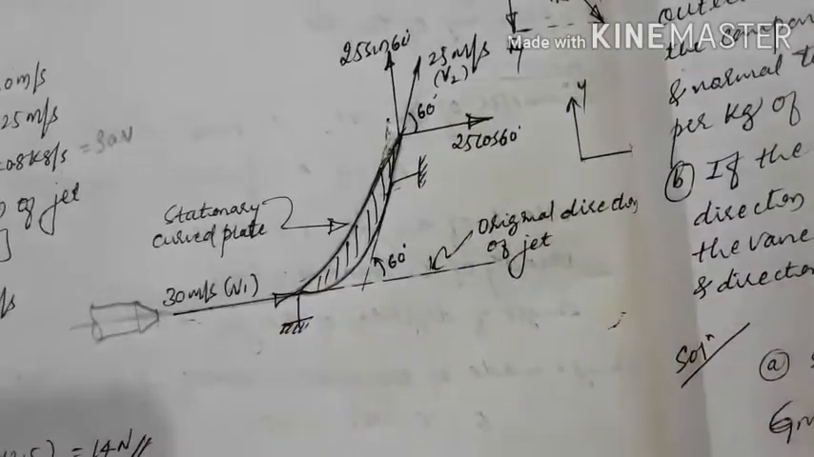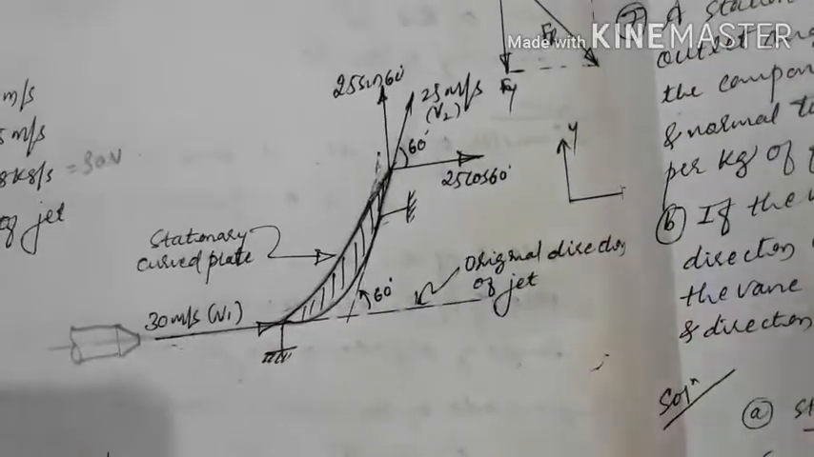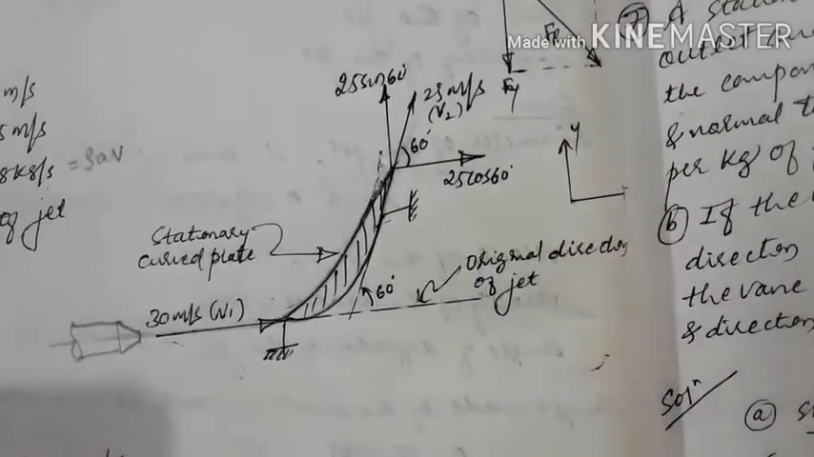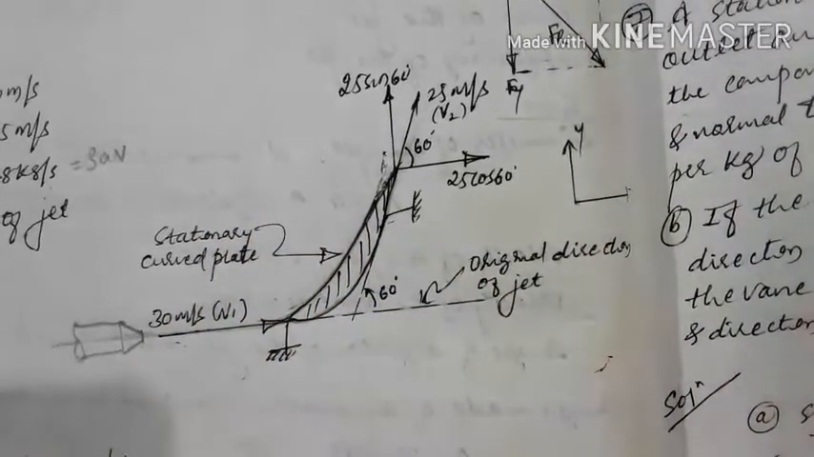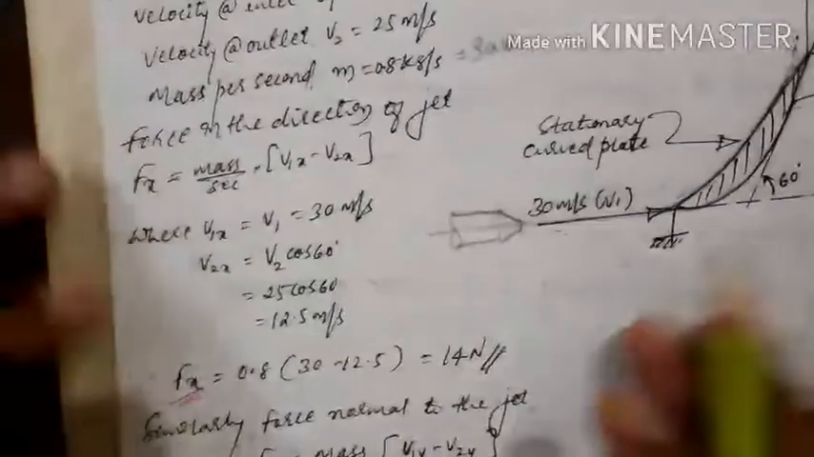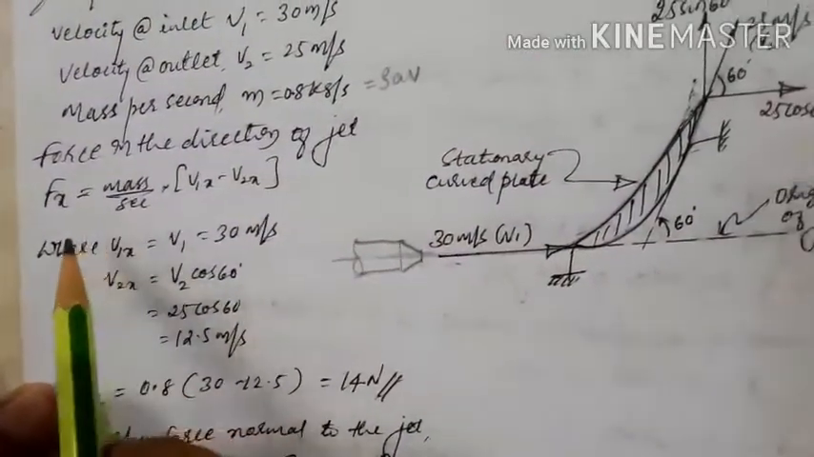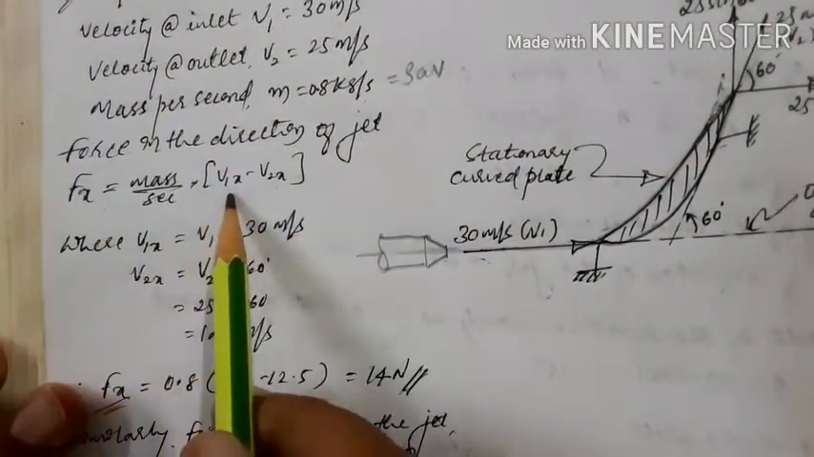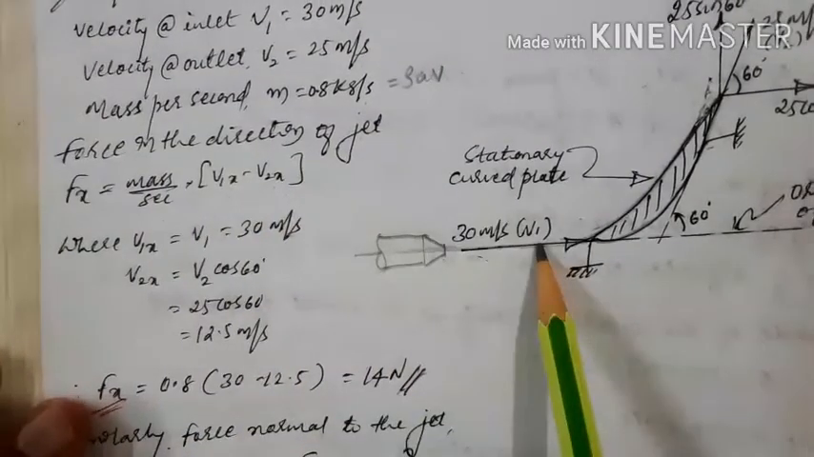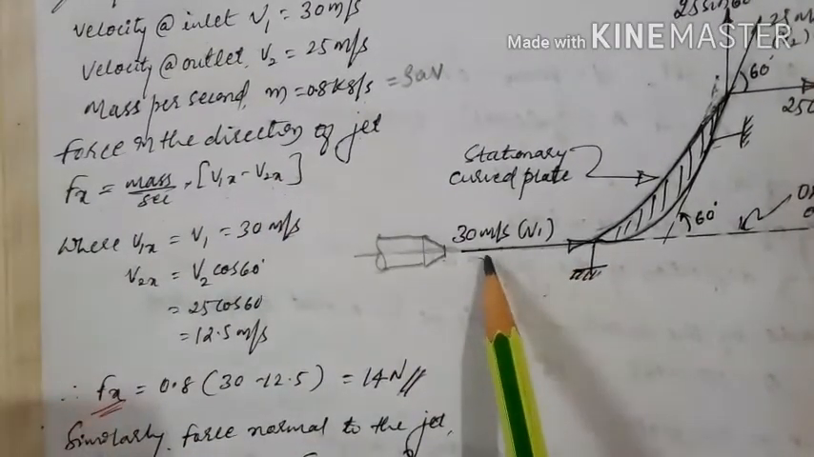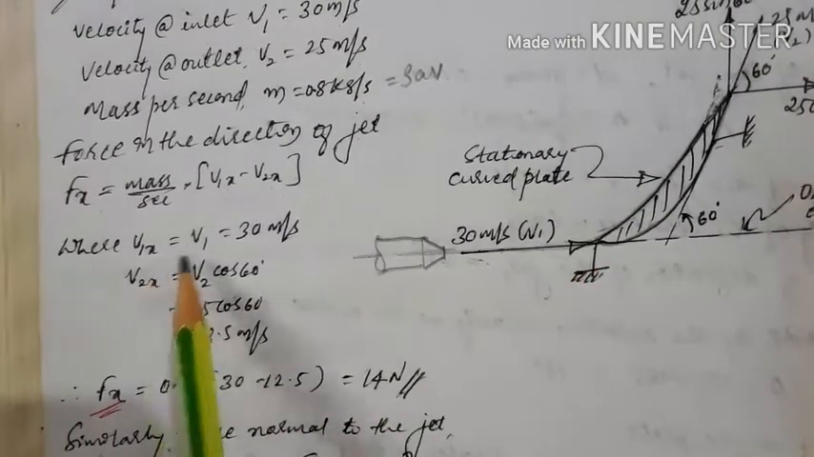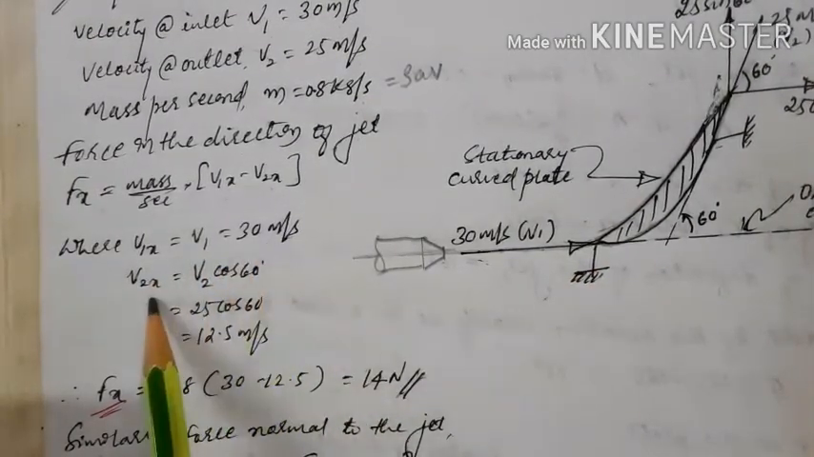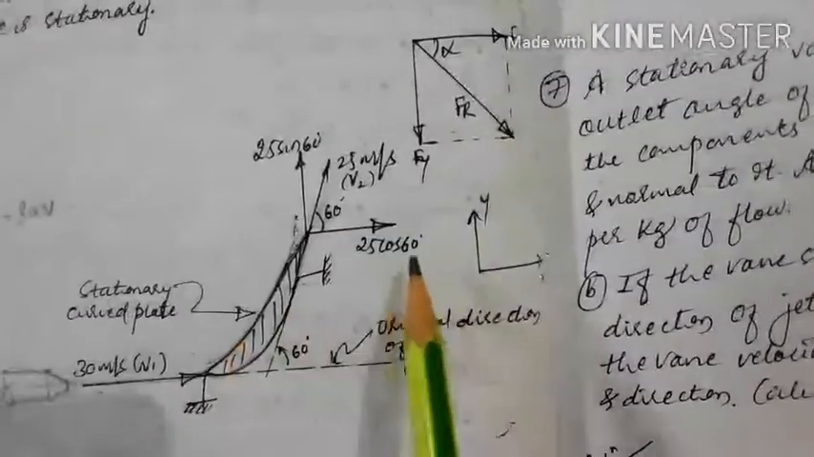Okay. So once you draw the figure, it is very easy to calculate the force. Everything we have to refer from the figure and substitute in the formula. So here Fx will be mass per second into V1x minus V2x. What is the V1 here? V1 is the velocity with which the jet is entering into the passage of the vane. So V1x will be 30 meter per second, and V2x is again in the direction of the jet only we have to take.